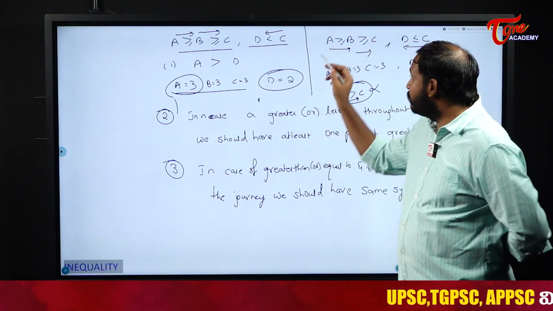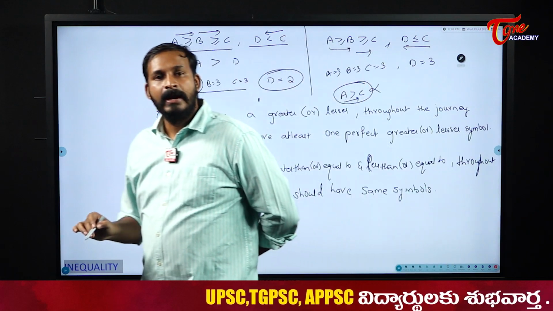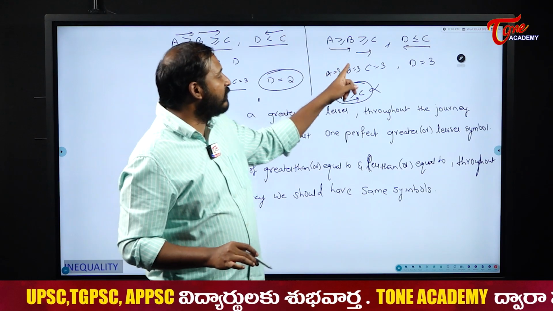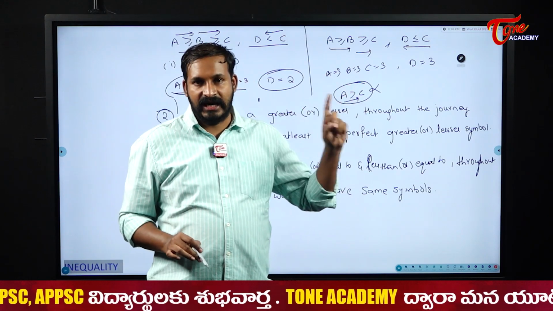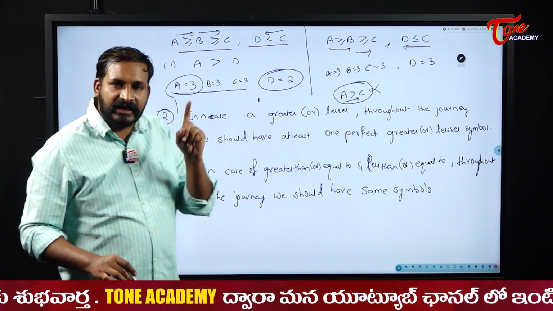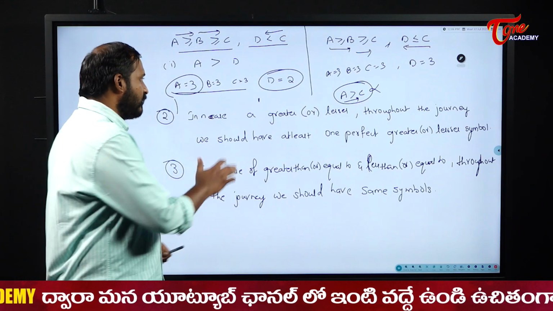Why? Because in my journey I don't have a perfect opening. Because of that reason, I cannot say that A is greater than C. Understood students? In this type of greater or lesser, throughout the journey, at least we should have one perfect one. That is the first case. Okay sir, that we understood.